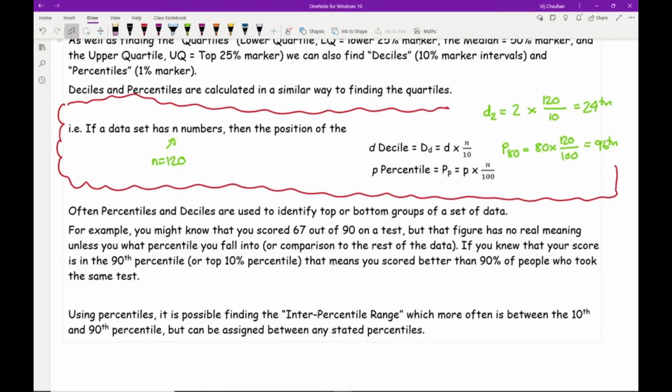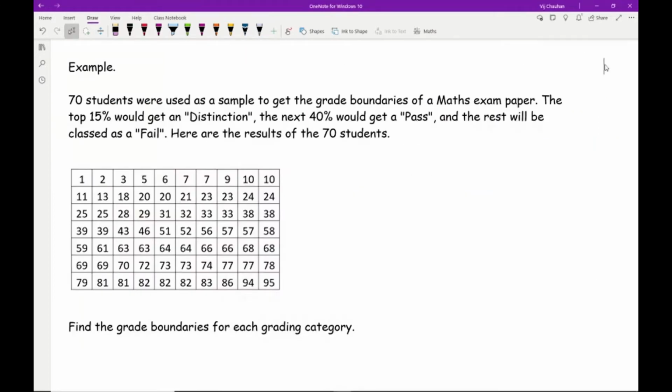10% percentile, the difference between the 10th percentile and the 90th percentile. However, it can be assigned as any other percentiles in terms of groups, so I could work out the percentile between the 40th and the 50th, or the 45th and the 55th, or I could have the 20th to the 80th. However, if they are going to tinker with that interpercentile range boundaries, they would state that in a question, but most often it's going to be between the 90th and the 10th percentile. So in this example, it's very similar to what we talked about.